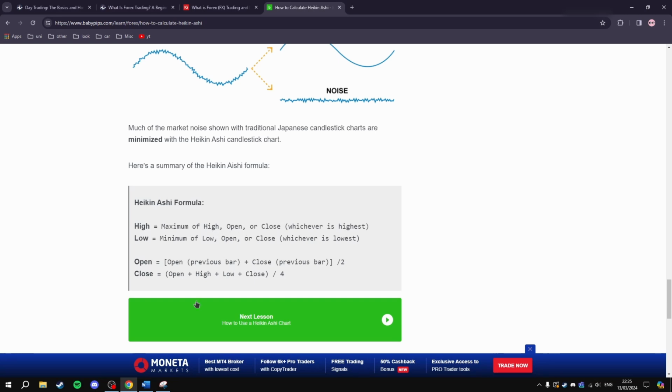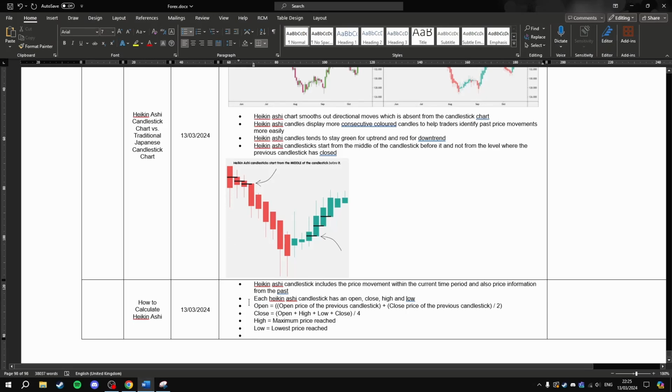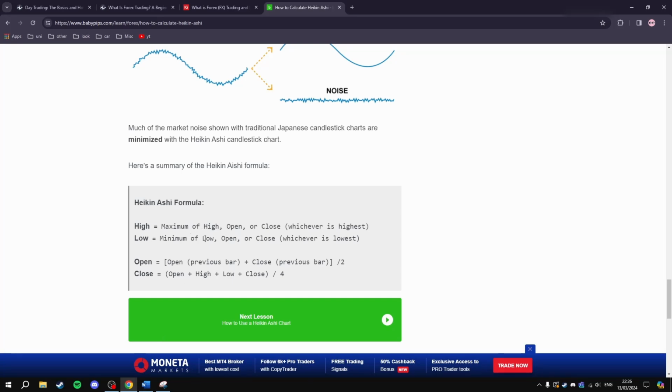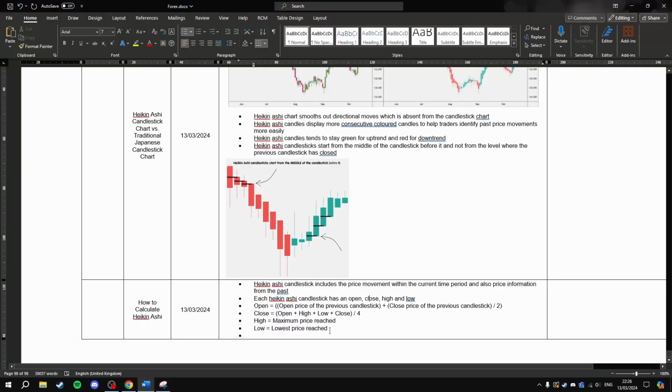High is the maximum of high, open or close. Low is the minimum of low, open or close. Makes sense.